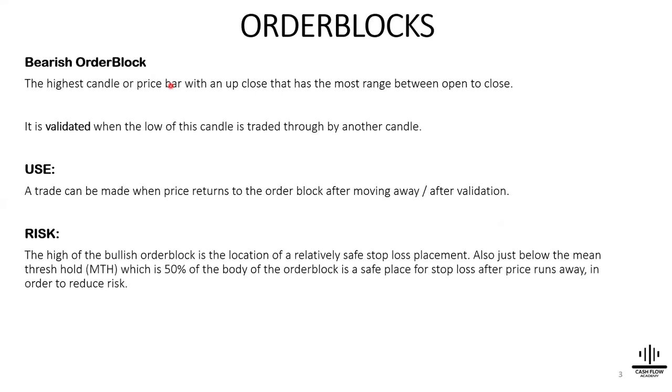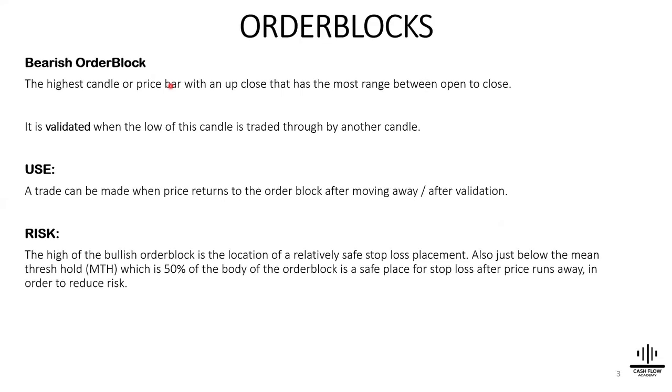Order blocks. The bearish order block is the highest candle or price bar with an up close that has the most range between open to close. It is validated when the low of this candle is traded through by another candle. How do you use it? A trade can be made when price returns to the order block after moving away or after validation.